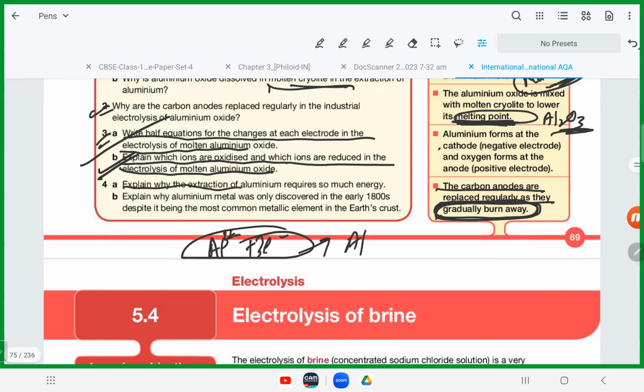Explain why the extraction of aluminum requires so much energy. Why is so much energy required, Tarni?